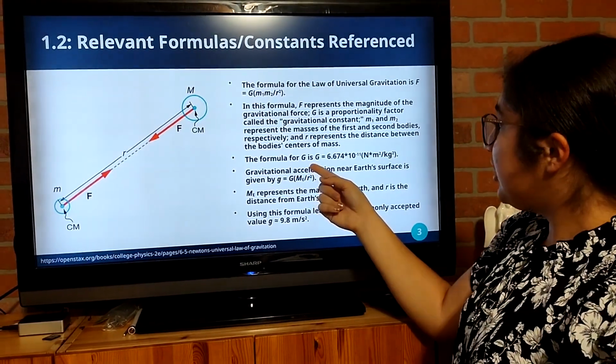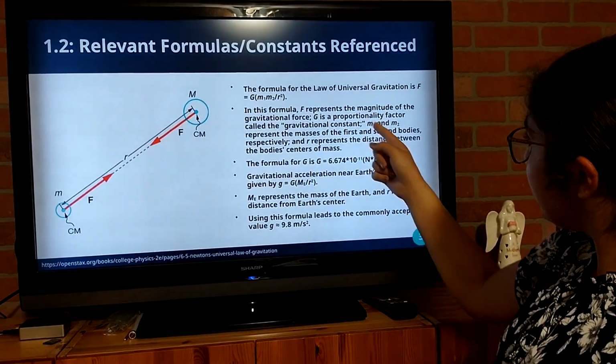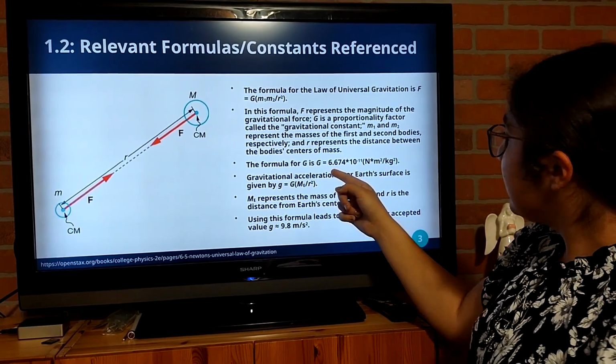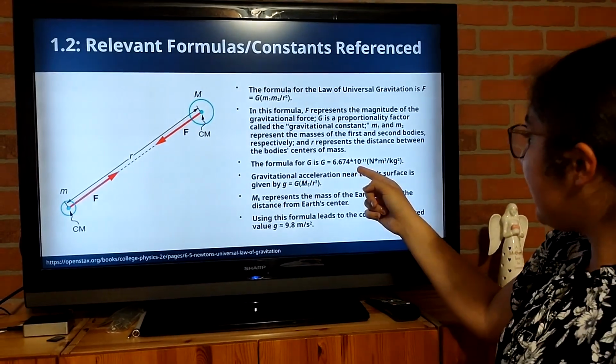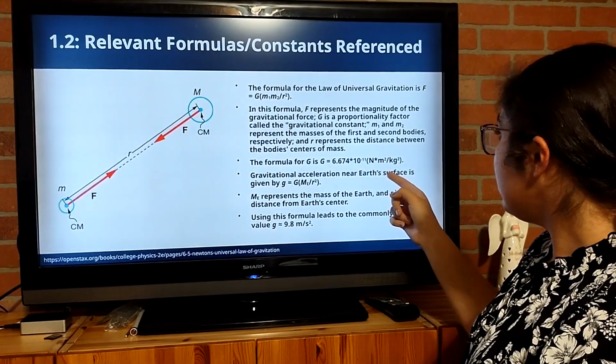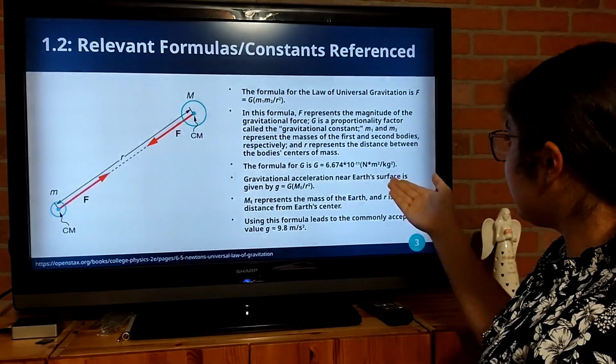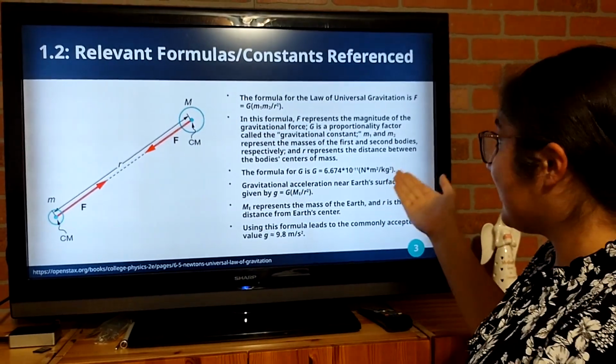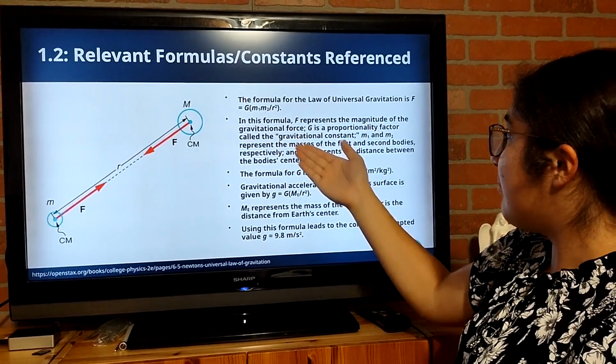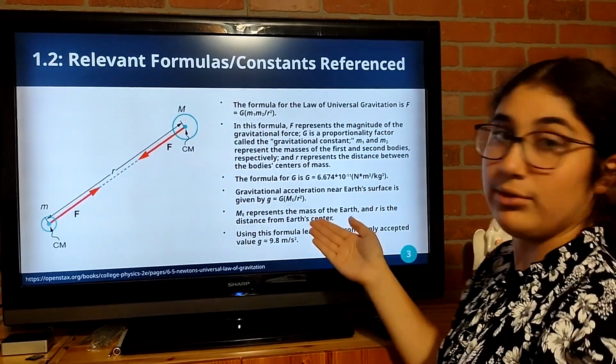So the value of G, the proportionality factor, is 6.674 times 10 to the negative 11th newtons times meters squared divided by kilograms squared. So the units on this are odd, but it's just so that you cancel out the units of the masses and the distance, and you just end up with newtons for the force.